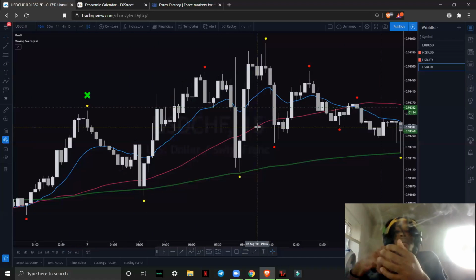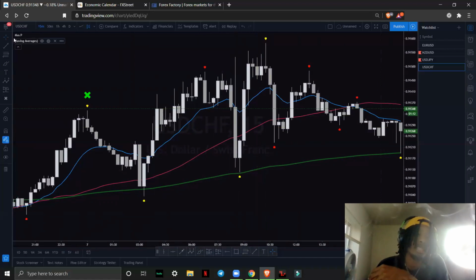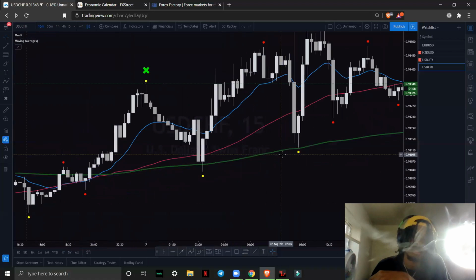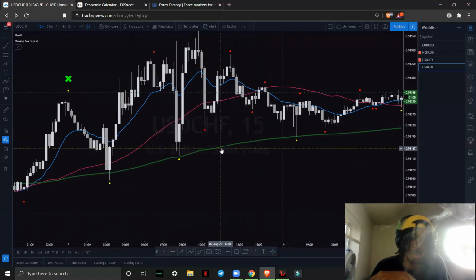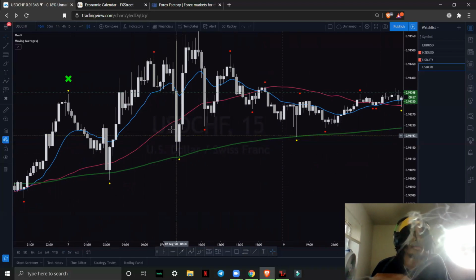So backtest this stuff. Backtest it, add these 2 indicators, fib points and moving averages. Oh, my bad, the moving averages. The green is the 200 EMA. The little maroon pink one is the 50 SMA. And the blue is the 14 EMA.